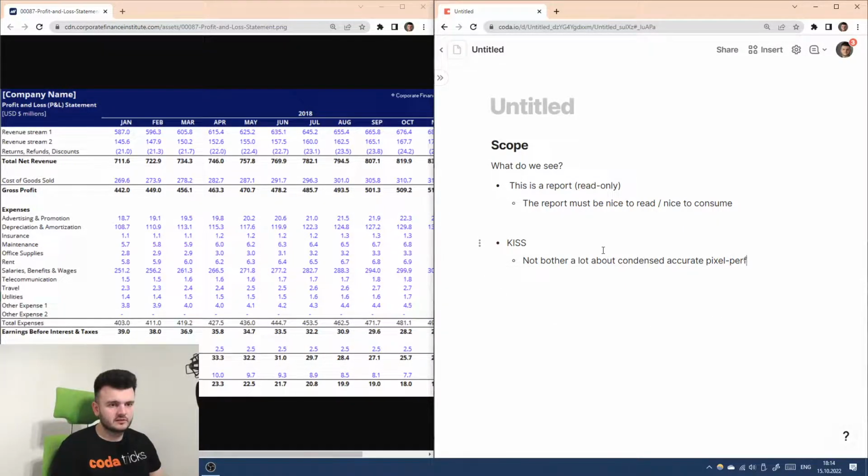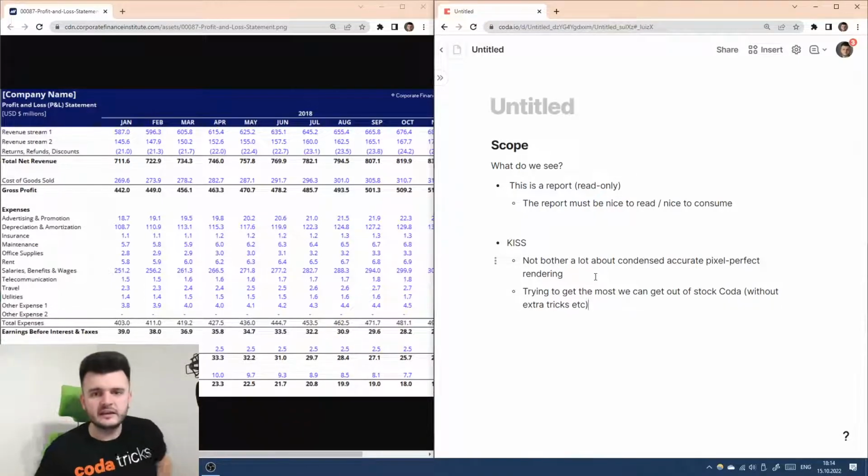pixel perfect rendering. So we are not trying to recreate pixel perfect rendering. Like those smaller sizes, the lines here, the divider here. We are not trying to do that, okay? We're just trying to get the most we can get out of stock Coda without extra tricks, etc.